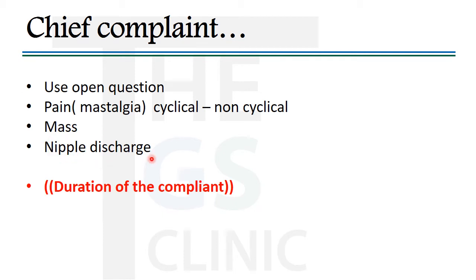The nipple discharge might be from one side, two sides, single duct, multiple ducts, and these are the main complaints of a patient with a breast condition: discharge, mass, or pain. I don't think you will find another complaint. Mostly these are the complaints of the patient. And what is very important here is to put the duration of the complaint. You never say the patient has breast pain or mastalgia and that's it. You have to say mastalgia for, or nipple discharge for, let's say 2 months, 1 month, and so on.